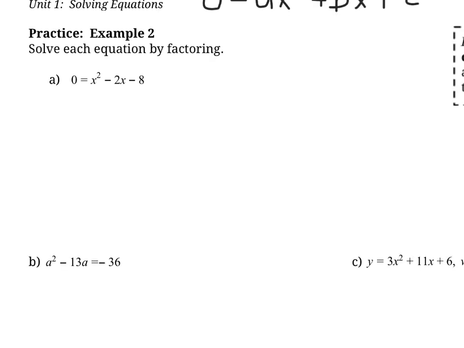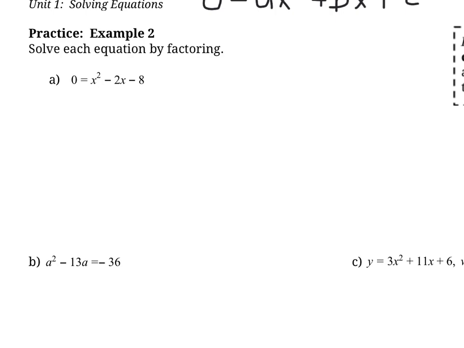So let's take a look at this example here. First of all, let's try to common factor this guy. Is there a common factor? There is not one for all three. You could say x, but 8 doesn't have an x. Maybe you said 2, but x squared doesn't have a 2. But this is in standard form. So we have an a value, we have a b value, and we have a c value. So we can use decomposition. So let's go ahead and try it.